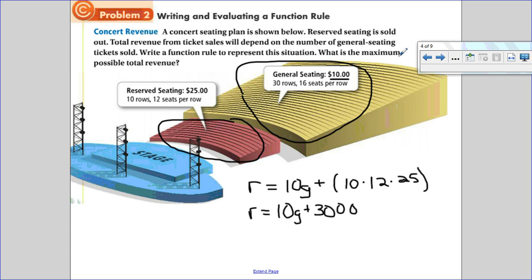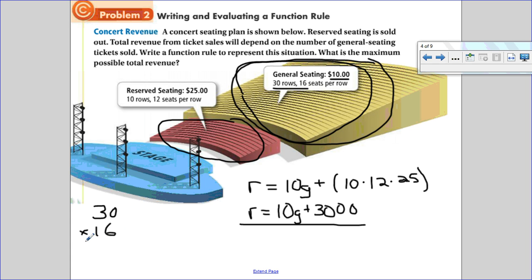So what is the maximum? Now that's our function rule, and then they ask us one other question. What is the maximum possible total revenue? Well, the maximum would happen when? The maximum would happen if we sold out this entire section here. And this entire section has 30 rows and 16 seats. So how many people is that? 30 times 16 gives us 480.